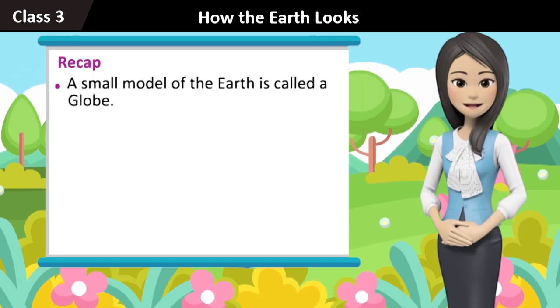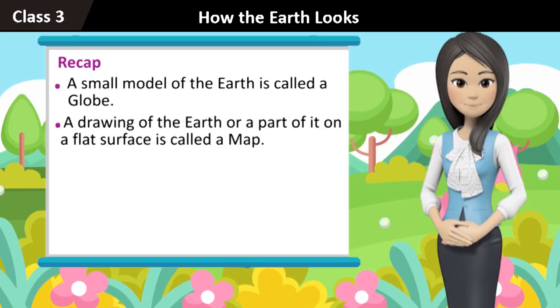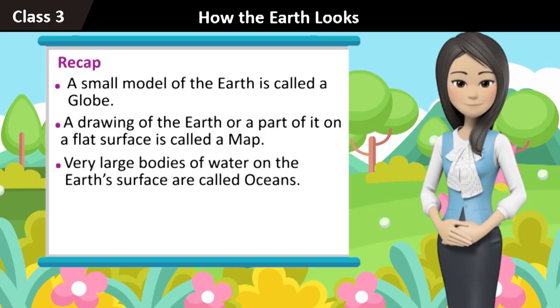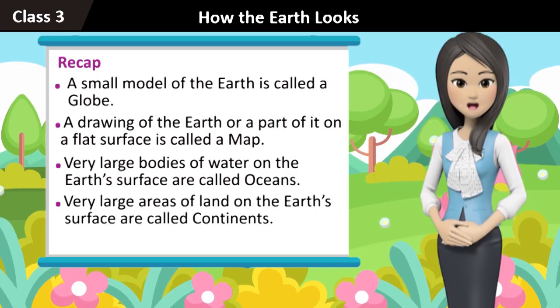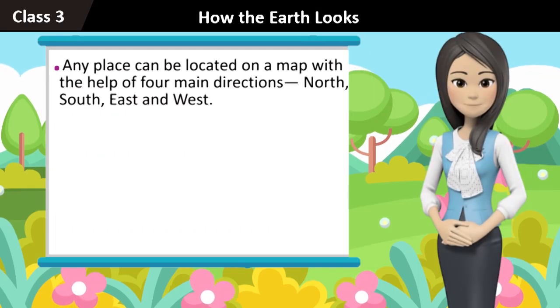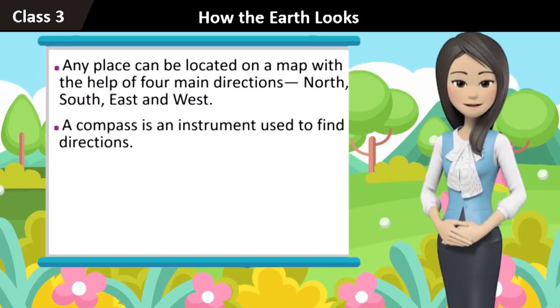Recap. A small model of the Earth is called a globe. A drawing of the Earth or a part of it on a flat surface is called a map. Very large bodies of water on the Earth's surface are called oceans. Very large areas of land on the Earth's surface are called continents. Any place can be located on a map with the help of four main directions: north, south, east, and west. A compass is an instrument used to find directions.